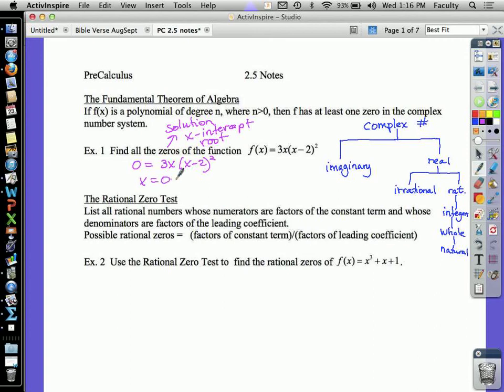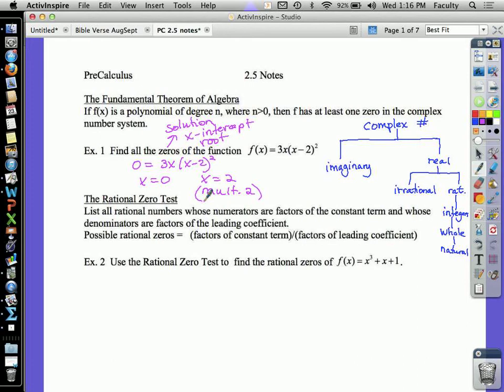So x equals 0 is a 0, and x equals 2 is a 0. Now, based on what we learned previously, x equals 2 has multiplicity 2, doesn't it? Because it's to the 2nd power. So that's pretty cool. All right, now the rational 0 test.